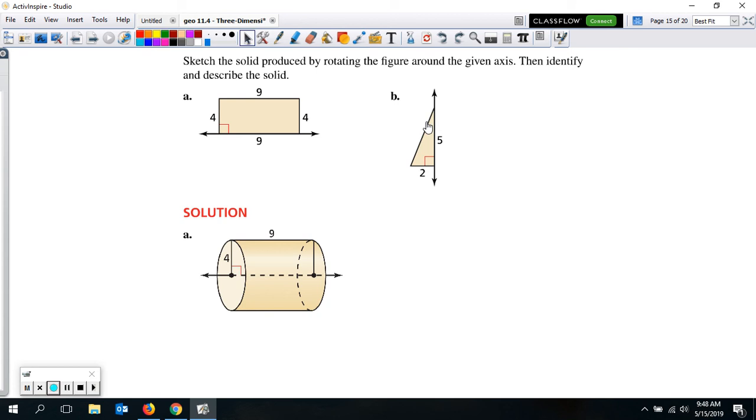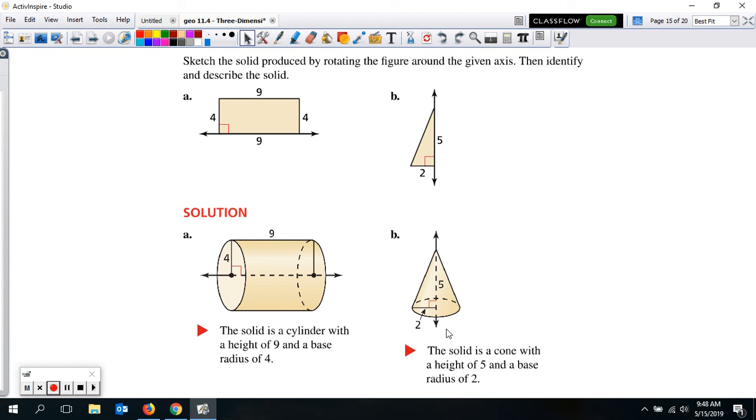On this one you have a triangle, and here's your axis right here. You have 2 going right here. If you spin this around, the shape that this will form is going to be a cone. So it'll be the cone. The radius would be 2. Height of the cone would be 5. And so that's going to happen. So you're trying to sketch this and draw this out of what this would be.